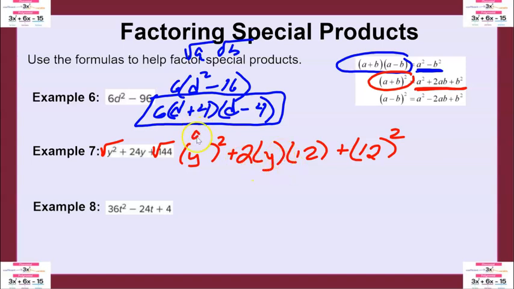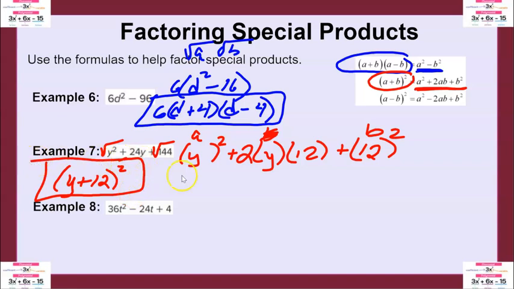And now look at here. Here's my a and here's my b. So my answer, actually this is not my b. My b is right here. So now my answer would be parentheses y, and I use this sign here, plus my b, which is 12, squared. Or you could write it as y plus 12 times y plus 12. Either way would be correct.